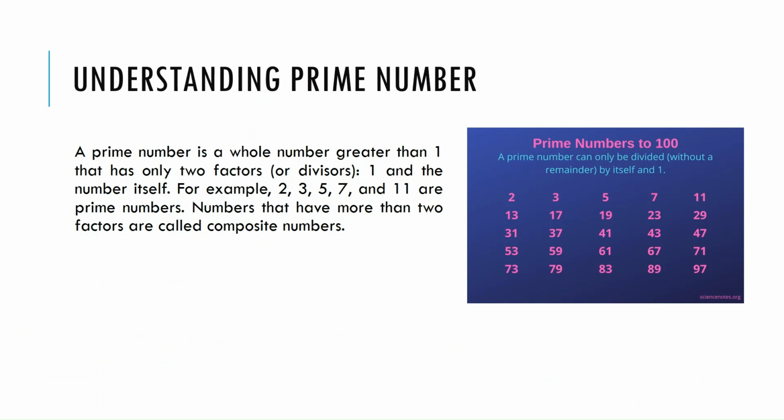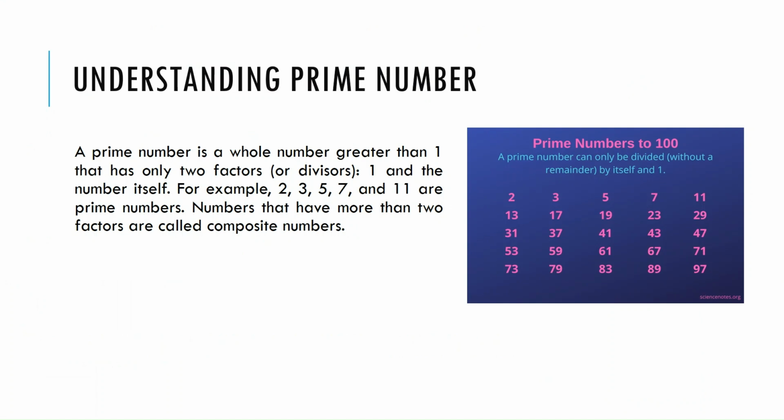As we already know, a prime number is a whole number or a natural number which is greater than 1 and which has only two factors or two divisors, 1 and the number itself. The two divisors should be 1 and the number itself. For example, 2 is a prime number. 2 can be divided by 1 as well as by itself, which is 2 by 2. So it is a prime number.